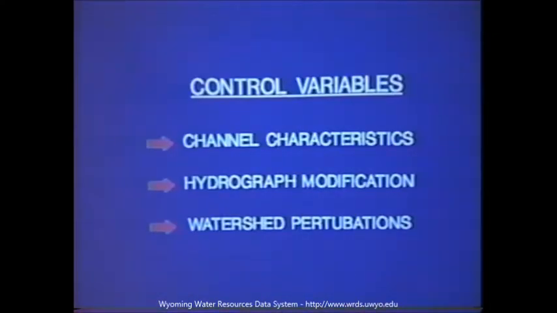So anyway, the control variables for our study were basically the channel characteristics, the width and the depth of the channel. The gradient of the channel was a primary characteristic that we took into consideration in trying to stratify our sample of study streams. Gradient was an overriding consideration in that area. Also, the amount of hydrograph modification which had taken place, and the length of that hydrograph modification, of that water development. We've already talked about watershed perturbations.